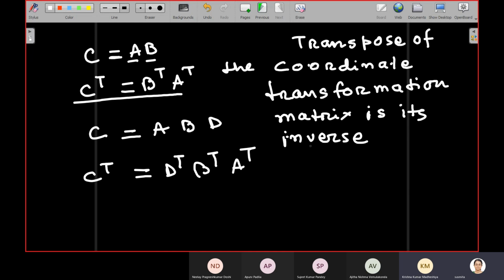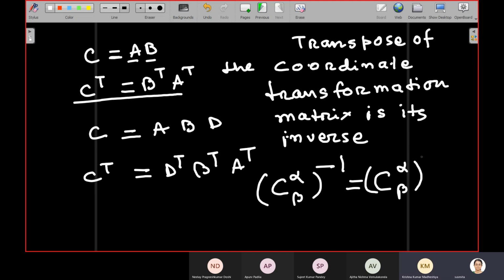Right? So basically, for any arbitrary coordinate transformation matrix, the inverse equals the transpose, and this is also equal to C alpha beta. So if we take the inverse of a coordinate transformation matrix, we go back to the original frame. So beta to alpha means we went from beta frame to alpha frame, and if we take the inverse, we are actually going from alpha frame to beta frame, right? Okay.